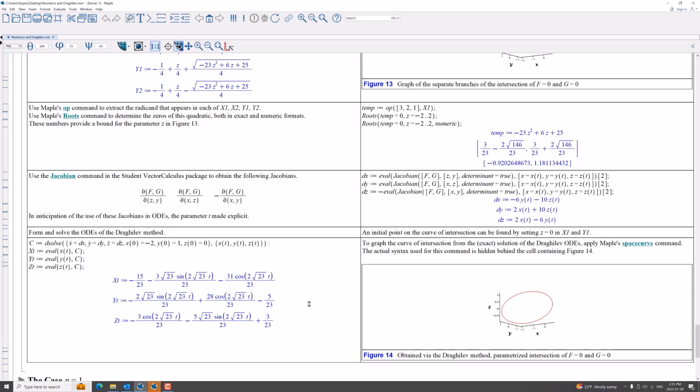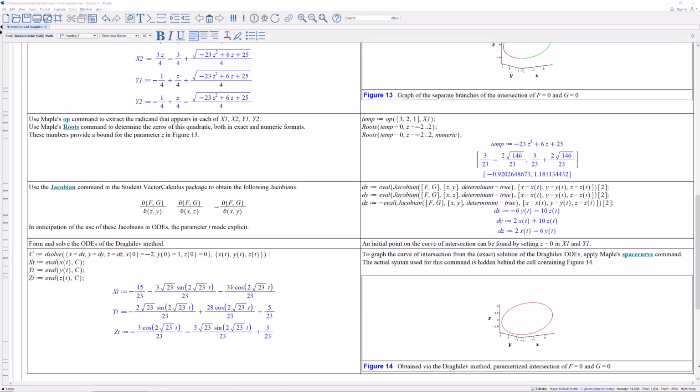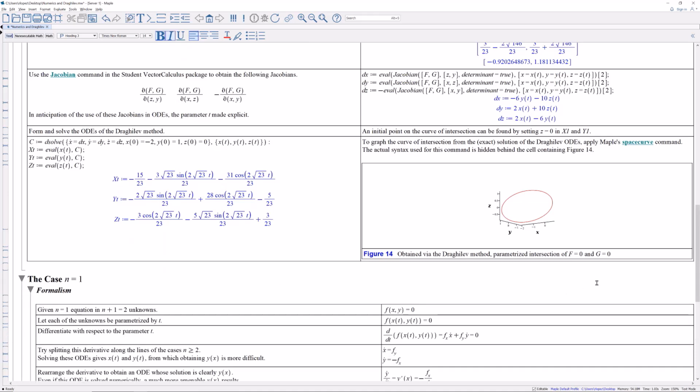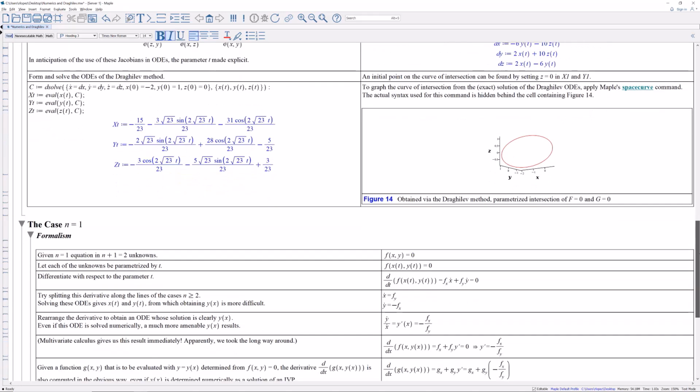If I apply this to the original request f of x and y, I could not get rid of the t. Everything was always in terms of the parameter t. So I'm going to show you one last thing, how I got around the dependence on the parameter t. Our case is the case n equals 1. That's what we've been starting from the beginning. So let's take a look at the formalism behind the case n equals 1.